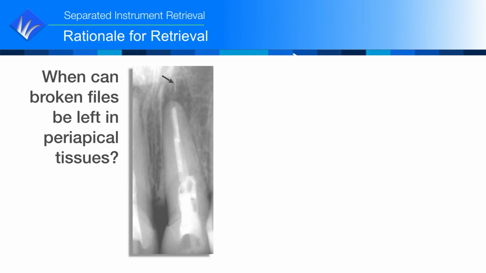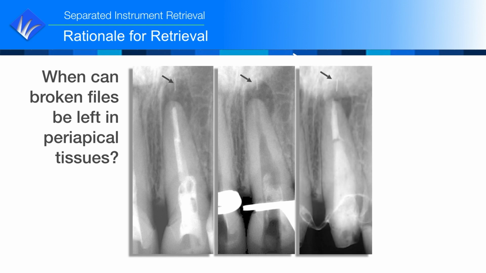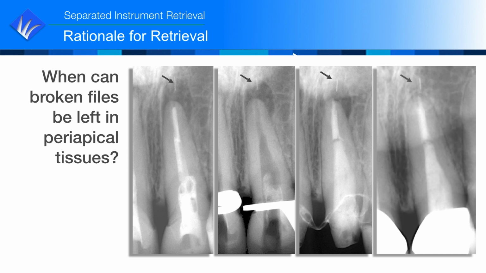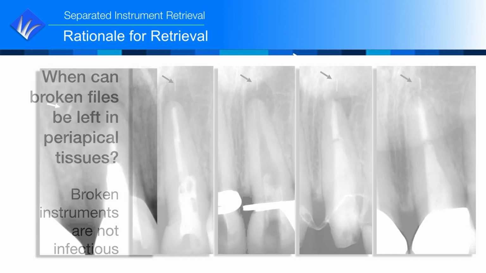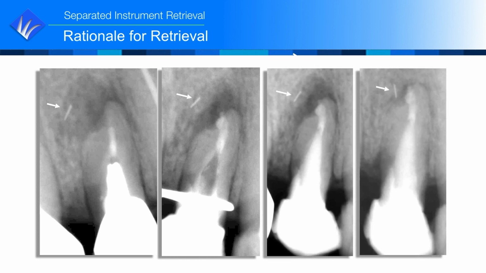It would be rare that a broken file segment acted as a nidus for infection. File segments are not infectious in and of themselves. Usually, if the root canal has been treated to its full apical and lateral extents, a piece of file left in the periapical tissues will not impede healing. The 6-month recall of this case shows apical healing in spite of the retained instrument in the bone. Here's another case showing excellent osseous healing around a separated file segment in the periapical tissues. The pre-op radiograph shows a broken file beyond the end of the root of tooth number 9. Retreatment of number 9 with MTA brought apical healing in spite of the retained instrument in the bone.